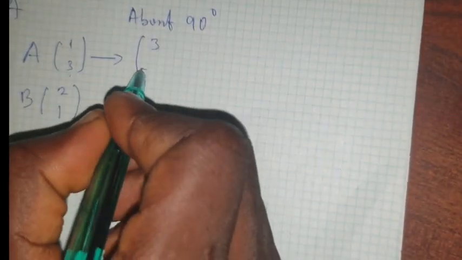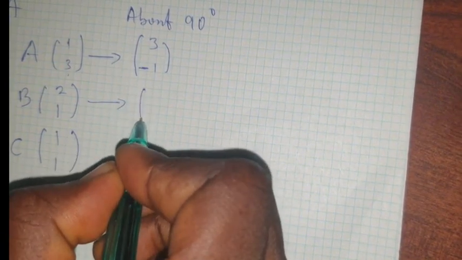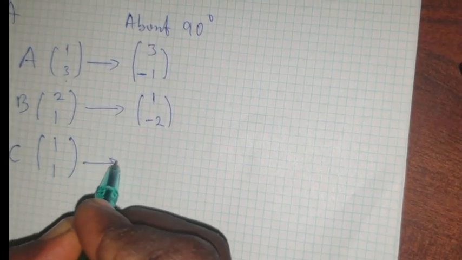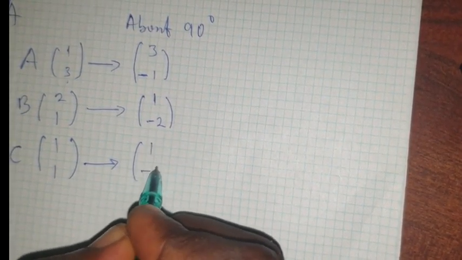If we are rotating about 90 degrees, the image about 90 degrees will be, you flip the x and y values. So x, that is 3, then the new y value we try to change the sign. Then the same thing for point B, that is 1, minus 2. Then the third point C, the image about 90 degrees will be 1, minus 1.